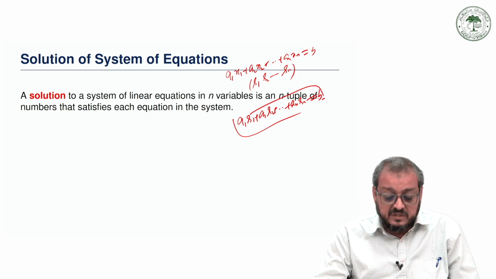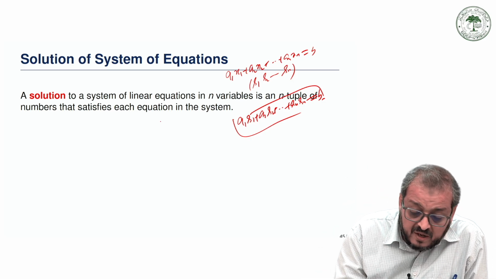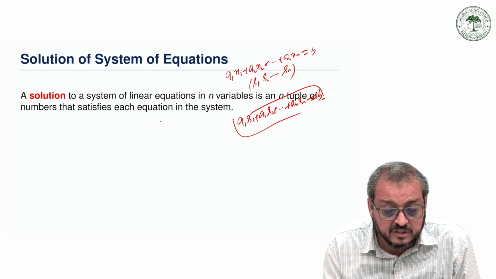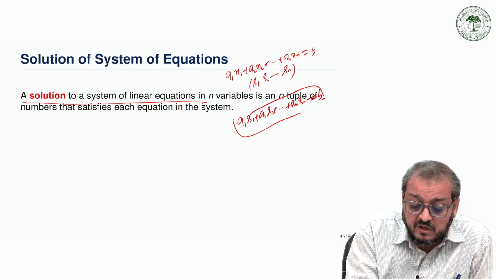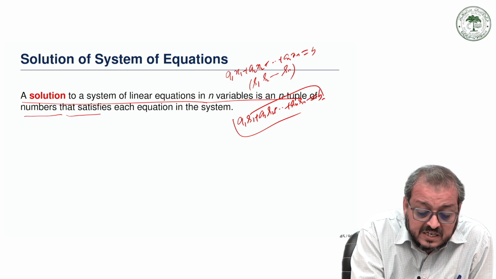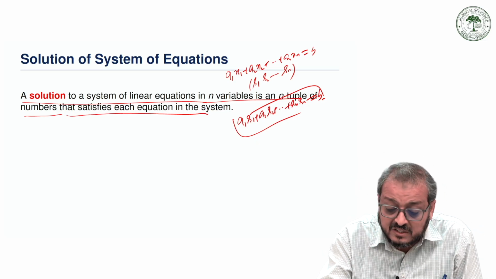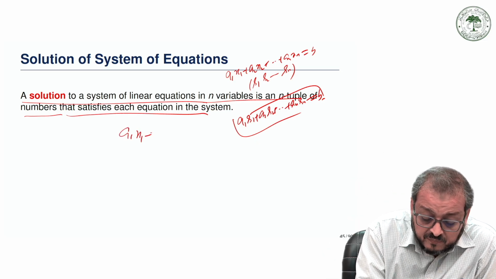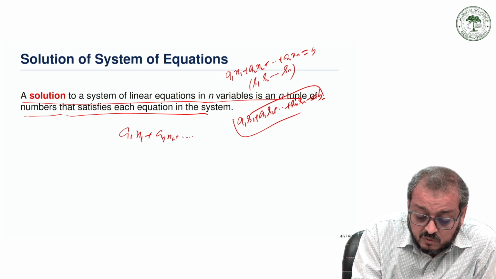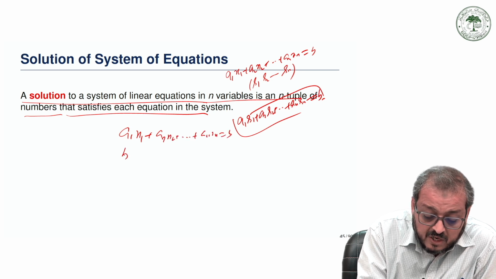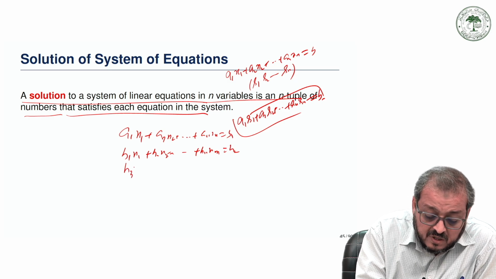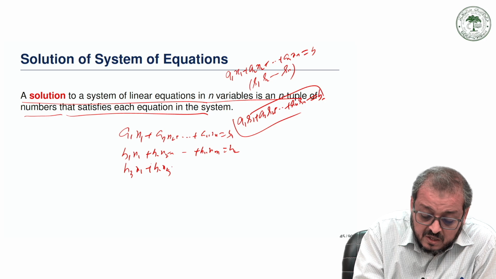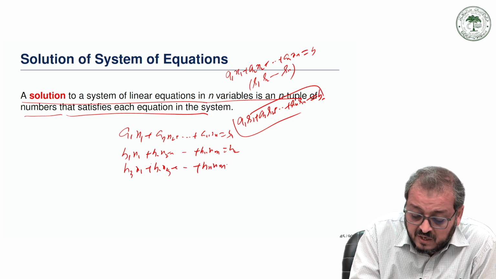But here, because we have a system, a collection of a finite number of linear equations, a solution of a system of linear equations in n variables is an n-tuple of numbers that satisfies each equation in the system. If we write a1 x1 plus a2 x2 plus so on plus an xn is equal to b, we write b1 x1 plus b2 x2 plus so on plus bn xn is equal to b2, and suppose c1 x1 plus c2 x2 plus so on plus cn xn is equal to b3.